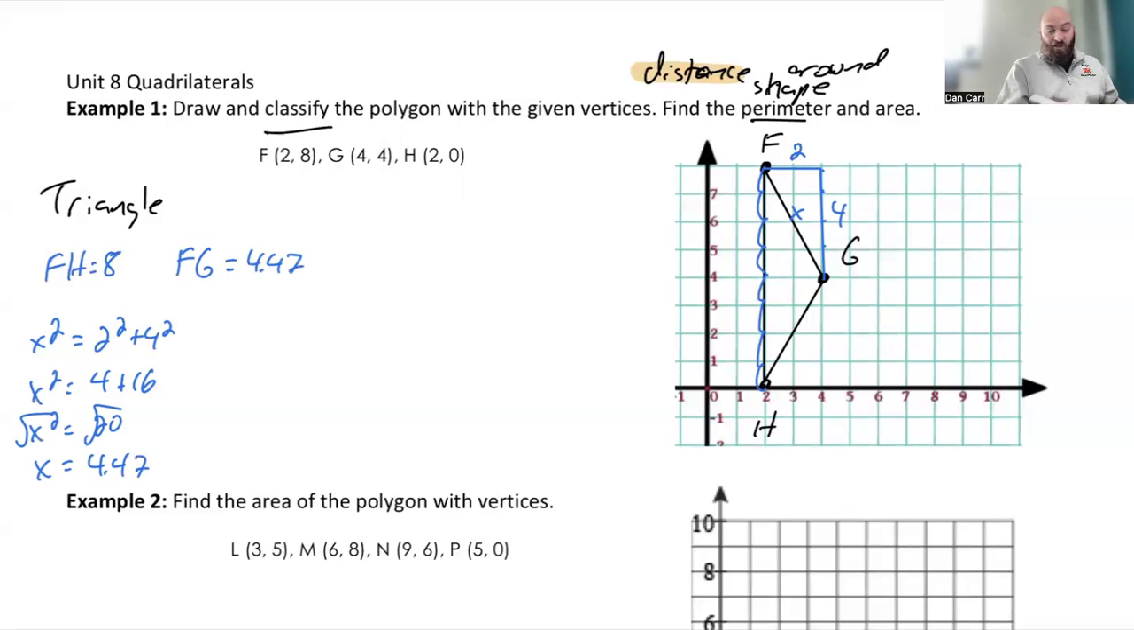Well, that's going to be the same as GH, because if I do that same idea, that's 1, 2, and then 1, 2, 3, 4. So that's also going to be GH as well. GH is also equal to 4.47.